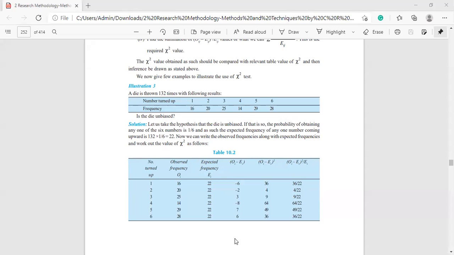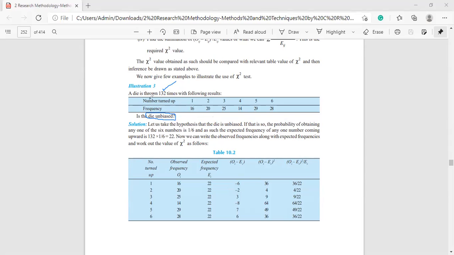Here the question is, a die is thrown 132 times with the following results. Number turned up: 1, 2, 3, 4, 5 and 6. The frequency with which number 1 turned up is 16, number 2 is 20, number 3 is 25, number 4 is 14, number 5 is 29 and number 6 is 28. The question is: is the die unbiased?